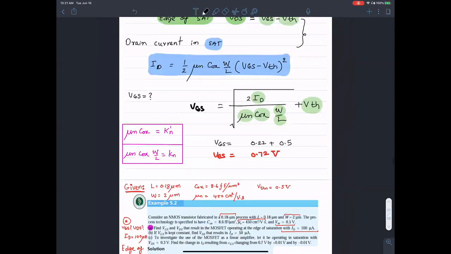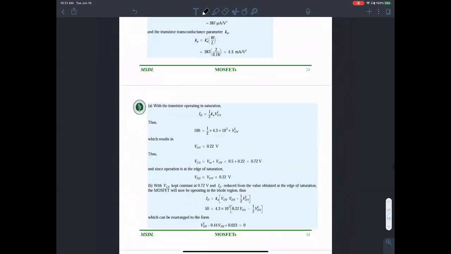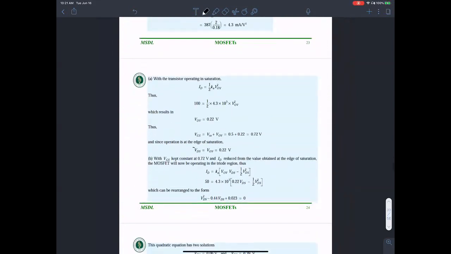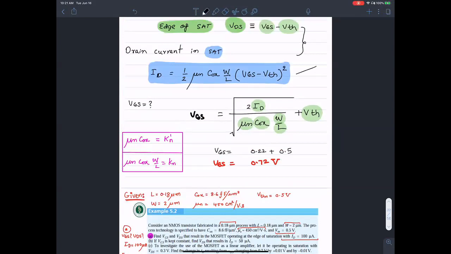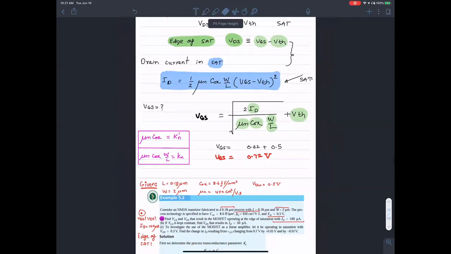And that's exactly what the textbook goes on to find. V overdrive is that, VDS is this, and VGS is 0.72 volts. That's the first part of the problem. The first part of the problem is simply using the equation for drain current in the saturation region. We have to realize that the MOSFET is in saturation, use the appropriate current equation, and then plug in the numbers carefully and appropriately.